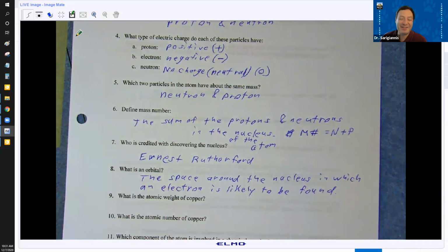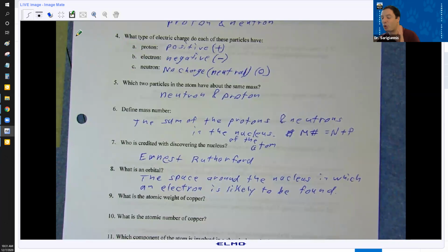After the plum pudding model, Bohr came up with an idea to explain the transition, why atoms give off light. He said electrons are in fixed orbits around the nucleus, and they jump from orbit to orbit. Now, the quantum model was developed after that in the 40s, and that's the current model of the atom.